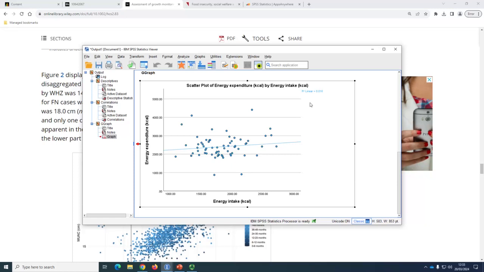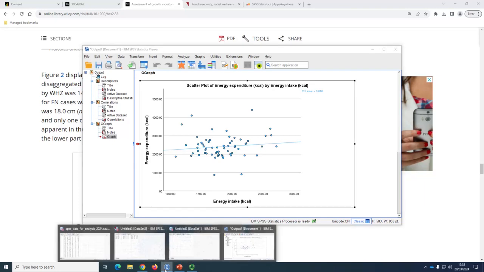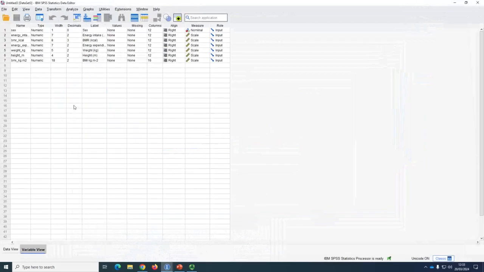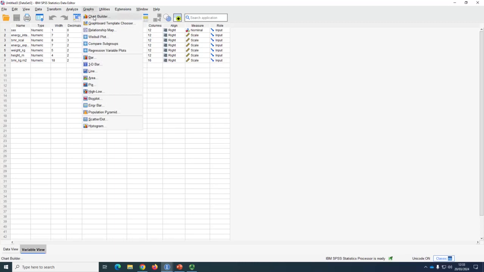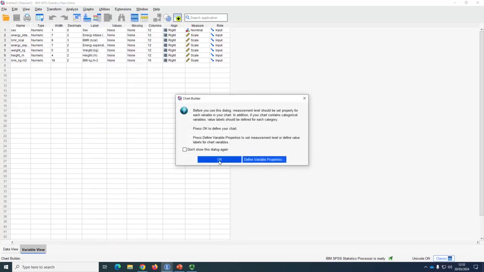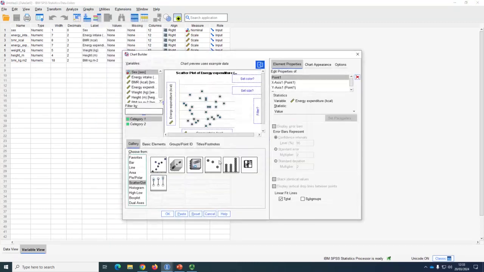The other example we have for this is the relationship between energy expenditure and weight. So shall we do that? Yes, let's do that. Okay, so it's the same procedure. This time let's start with the graph and then we'll do the R values. So go to graphs and to chart builder and press OK.